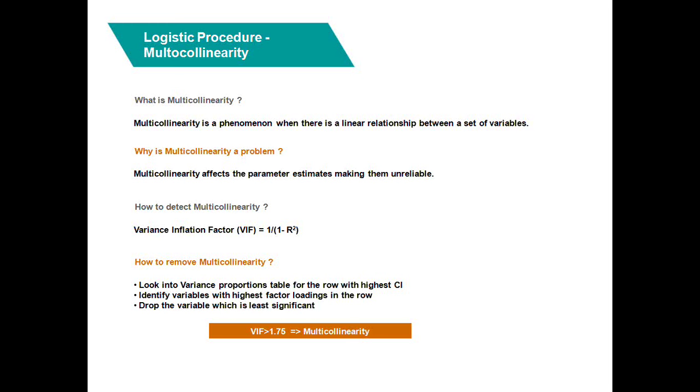So it might be possible that two variables are coming in the model and they are linear, in a high relationship, so both the variables are providing the same information to the Y, so we are losing the information we could have gotten from another variable. Due to that our modeling exercise could be biased, our parameter estimate could be biased, and prediction of Y could be not robust and stable while scoring. So multicollinearity affects the parameter estimates, making them unreliable.